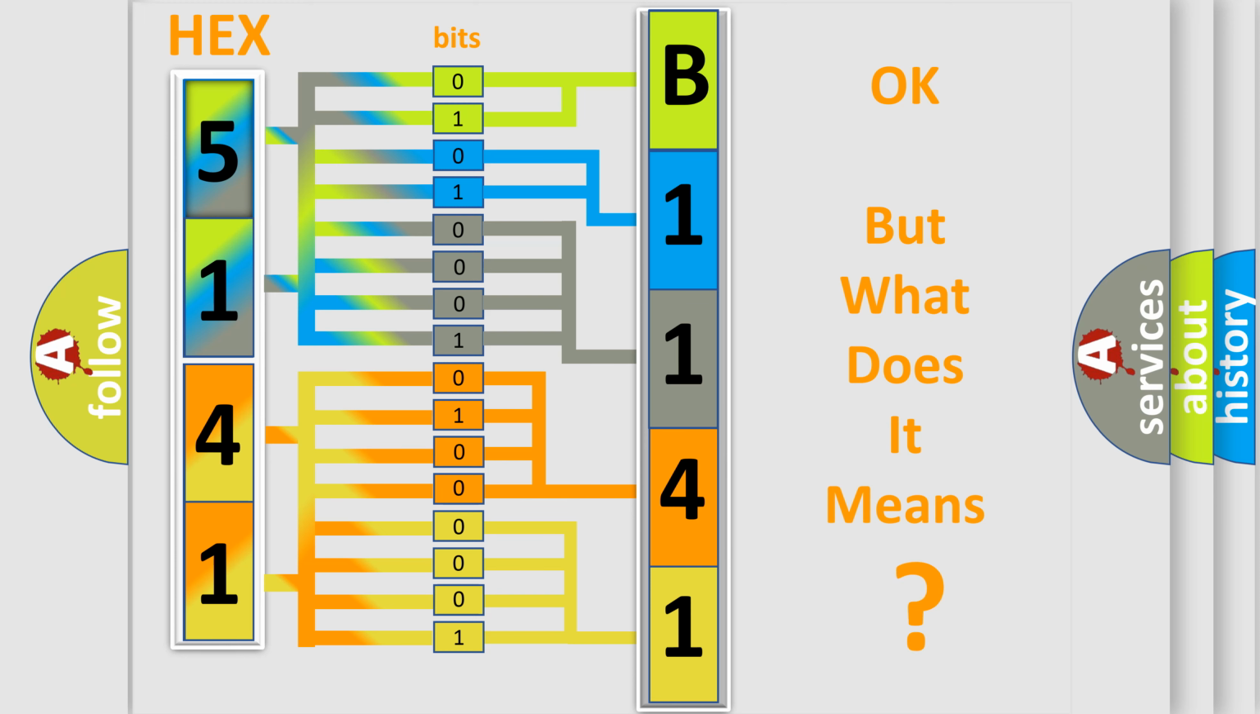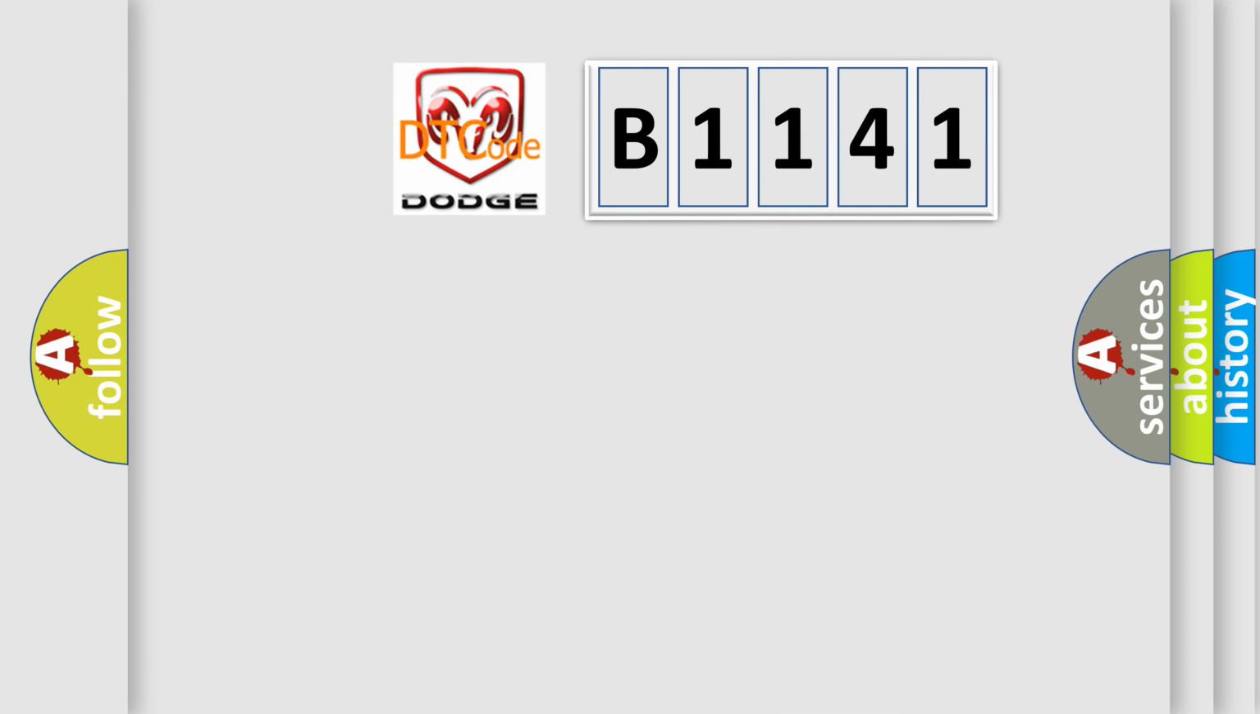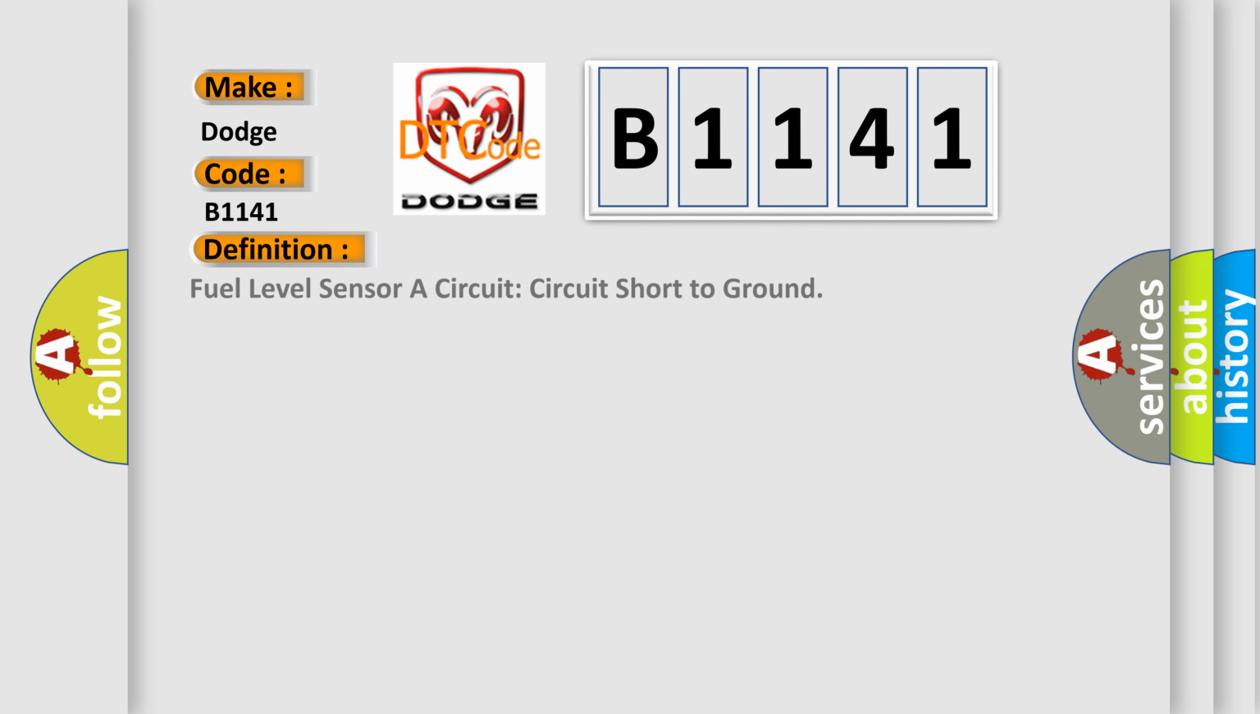The number itself does not make sense to us if we cannot assign information to what it actually expresses. So, what does the diagnostic trouble code B1141 interpret specifically for Dodge car manufacturers? The basic definition is fuel level sensor, a circuit short to ground.